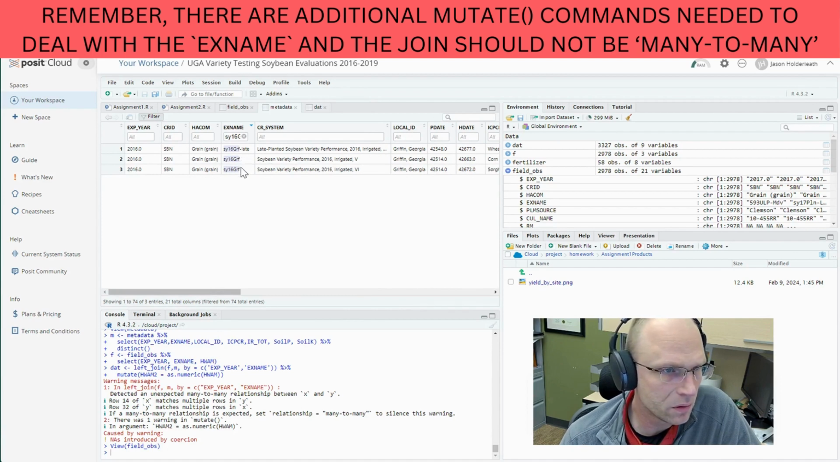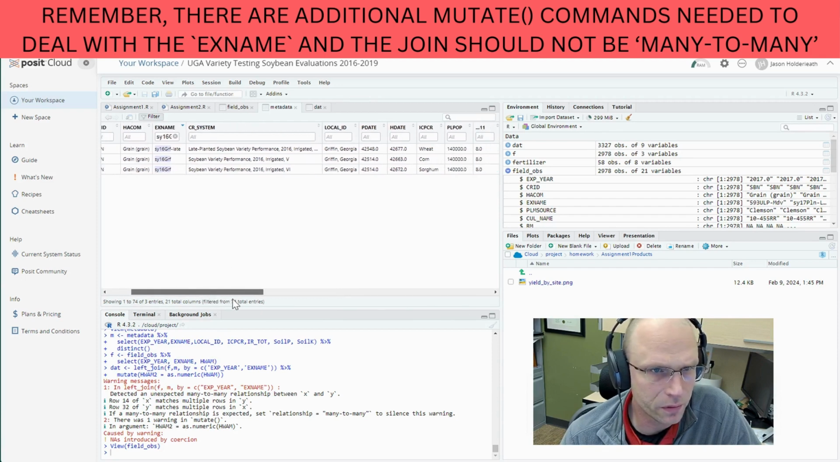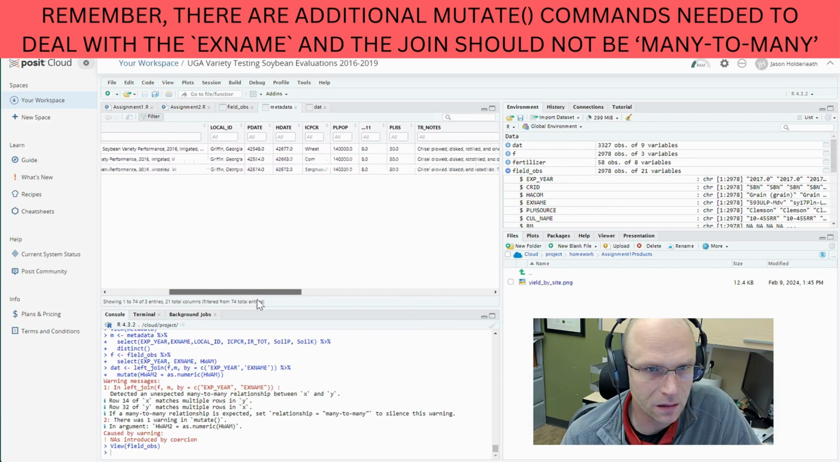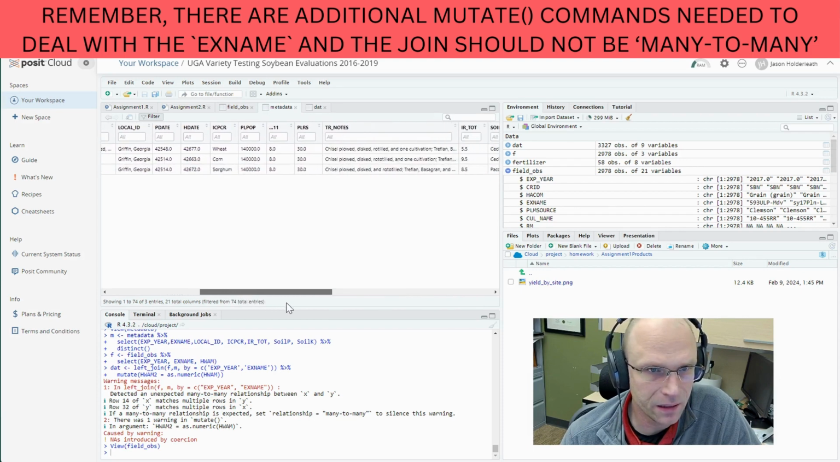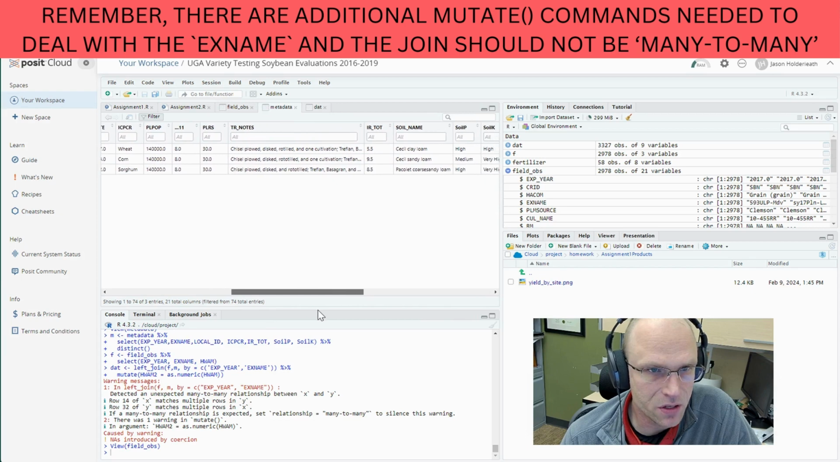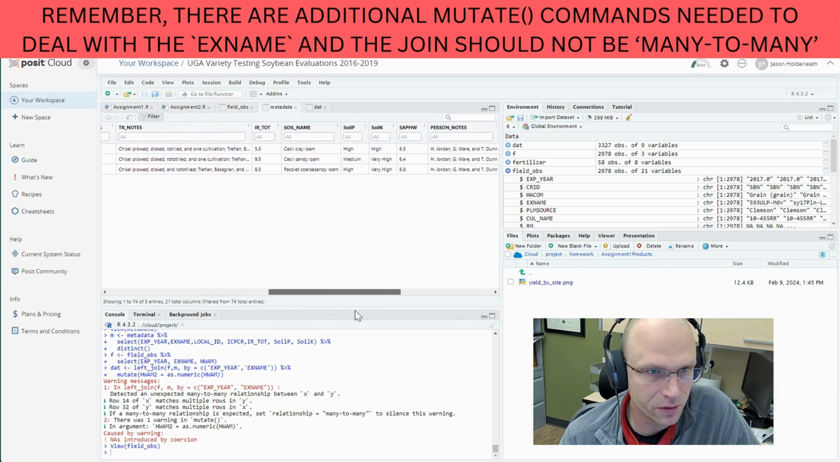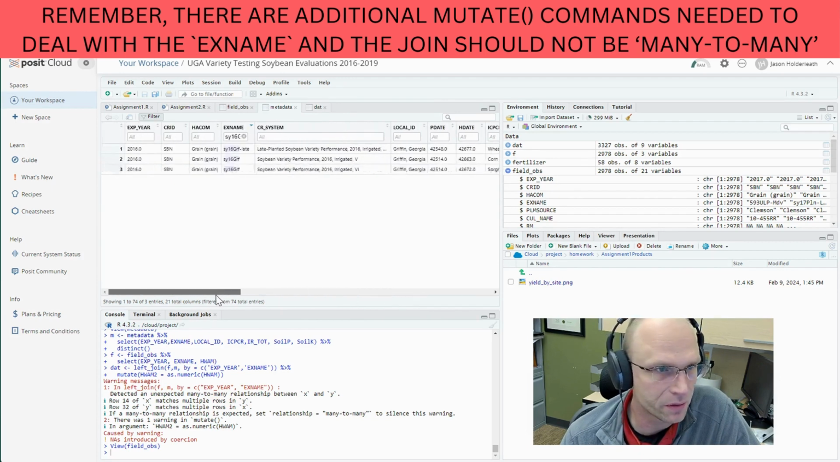We have these two rows here. Now, let's look at the differences. They have a different harvest date. They have different previous crops. And you have different irrigation totals. So I mean, these are different. We need to figure out why they're different. And I'm bringing you along on this process because this is going to happen every time you try to do something.